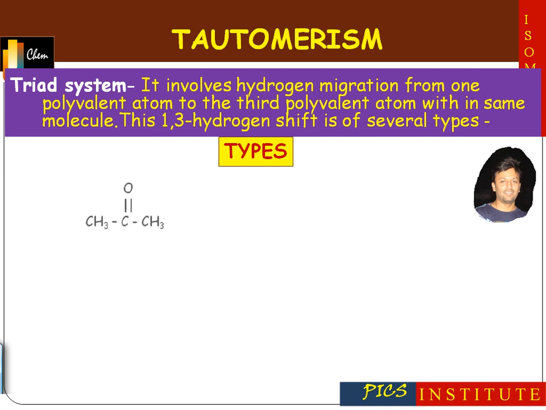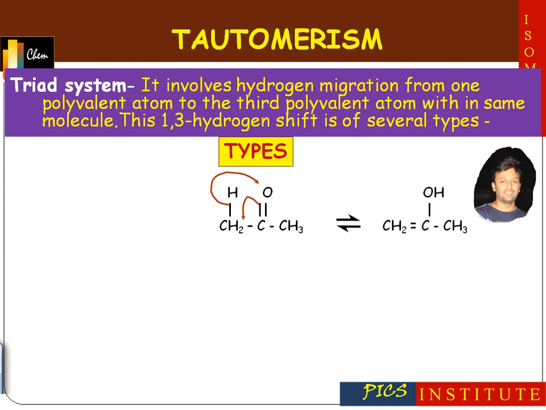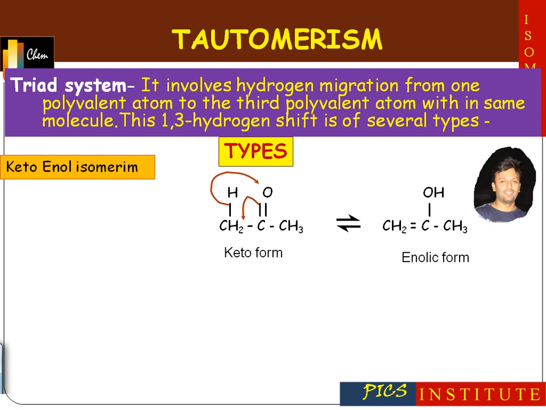It is of the following types. In the first case, acetone. Hydrogen from the alpha carbon migrates to oxygen across the multiple bond. So we can say it is 1-3 shifting. Hydrogen from the first atom migrates to the third atom across the multiple bond. The first form is called the keto form and the second form is called the enolic form. That is why it is also known as keto-enol isomerism.